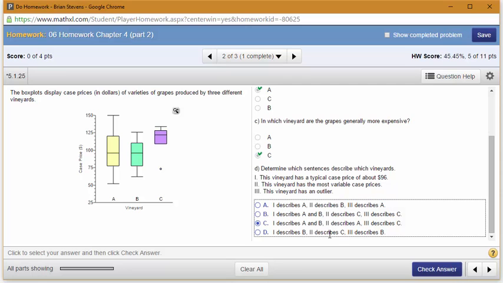This is a pretty decent side-by-side box plot display and is good for making sure we understand how to compare multiple distributions.